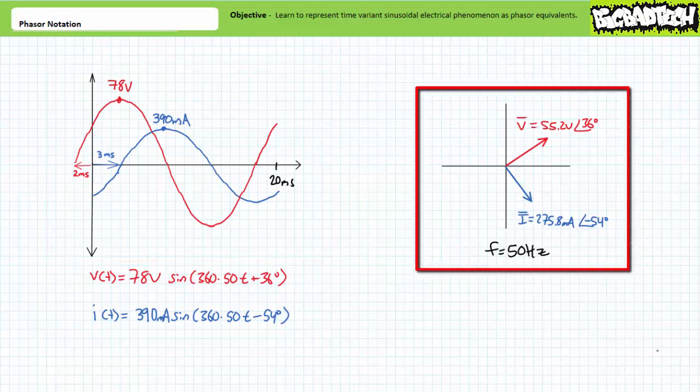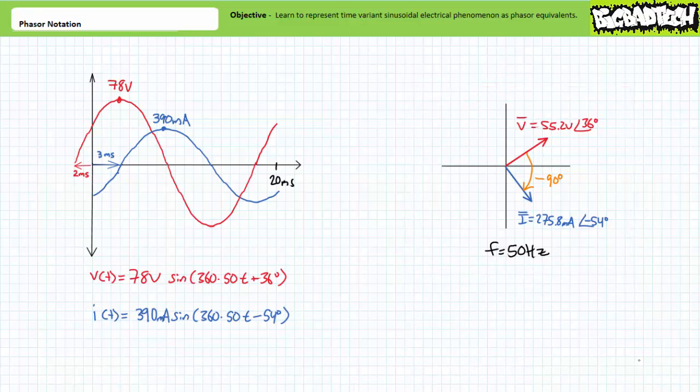The phasor representation, in contrast, is substantially easier to interpret. It is immediately evident voltage has an effective value of 55.2 volts. Current has an effective value of 275.8 milliamperes. Voltage leads our established reference by 36 degrees. Current lags our established reference by 54 degrees. And finally, the relative phase shift of current with respect to voltage shows that current lags voltage by 90 degrees.